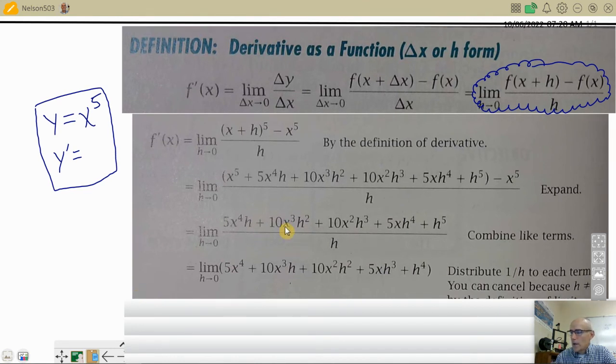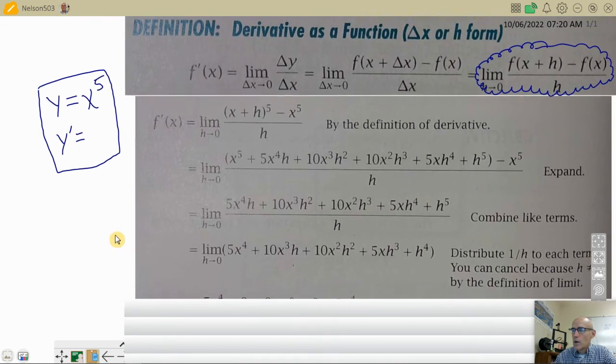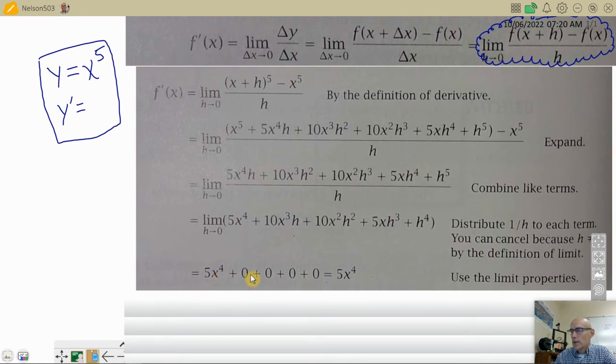So the h is divided out, and now we have a term that does not have an h in it. So when I stick the 0 into the h's that are over here, all four, how many terms are there? 1, 2, 3, 4. All 4 of those terms are going to 0 because I put a 0 there, a 0 there, a 0 there, and a 0 there. So 0 times anything is 0, right? The only thing left is 5x to the fourth power. So look, when I get down here, the derivative is 5x to the fourth power.